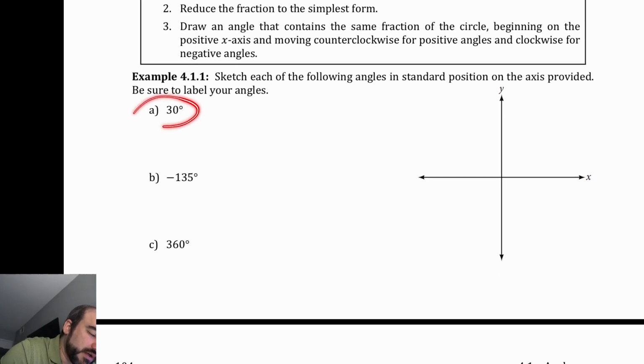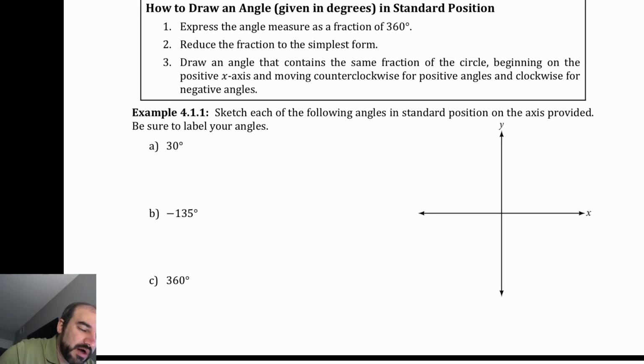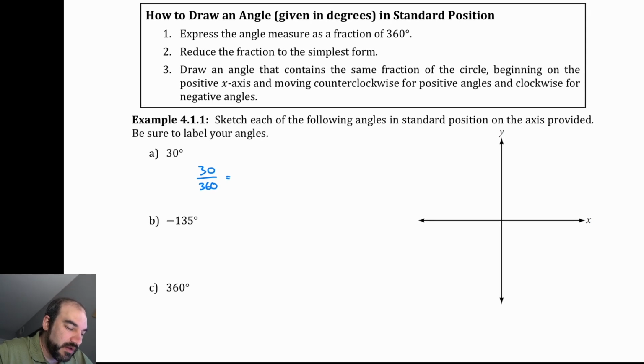So if I'm sketching a 30-degree angle, according to this box, we are supposed to do 30 divided by 360, because each 1 degree is 1/360th of a full revolution. That reduces to 1 out of 12, which is not super helpful. I feel like 30 degrees is easier to find on these axes.